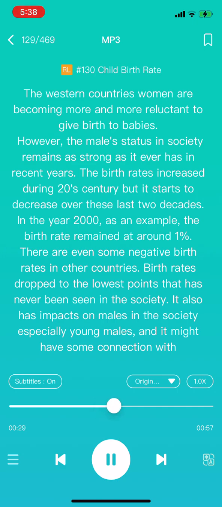In the year 2000, for example, the birth rate remained at around 1%. There are even some negative birth rates in other countries. Birth rates dropped to their lowest point that has ever been seen in society. It also has impacts on males in society, especially young males. And it might even have some connection with unemployment rates as well.